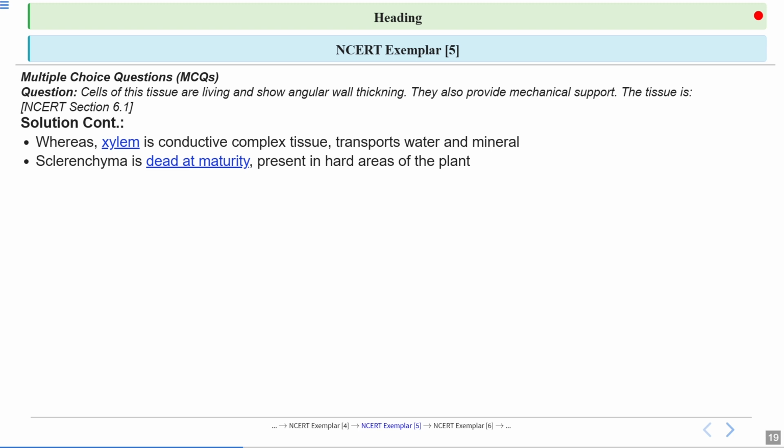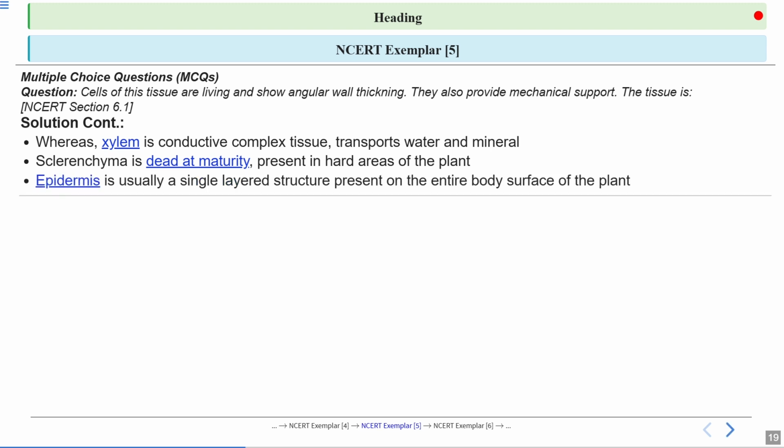Sclerenchyma is dead at maturity and present in hard areas of the plant. And epidermis is usually a single layered structure present on the entire body surface of the plant. So they are not the ones that provide the mechanical support.